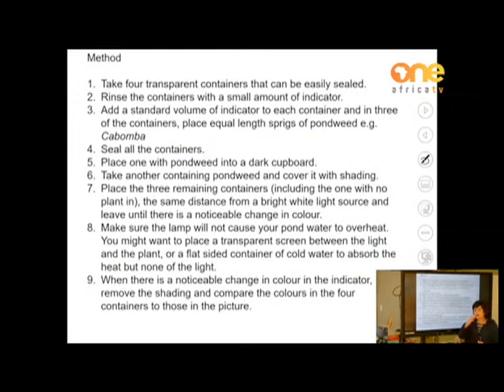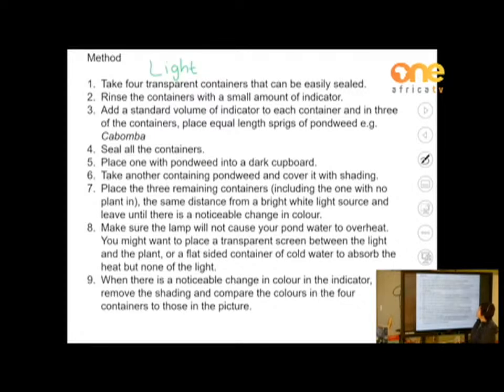So, now we are going to take 4 transparent containers. And what do you think is the reason for transparent? Because we want light to penetrate through the containers. Remember, we are going to look at another experiment to show that photosynthesis uses carbon dioxide.